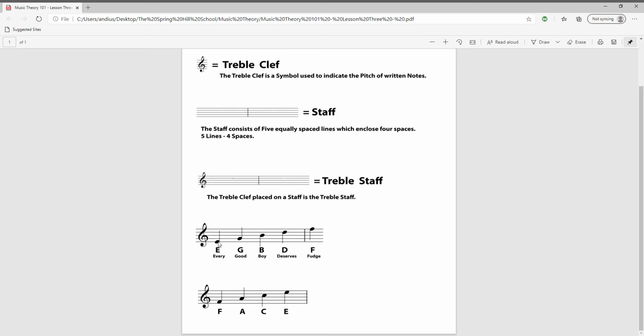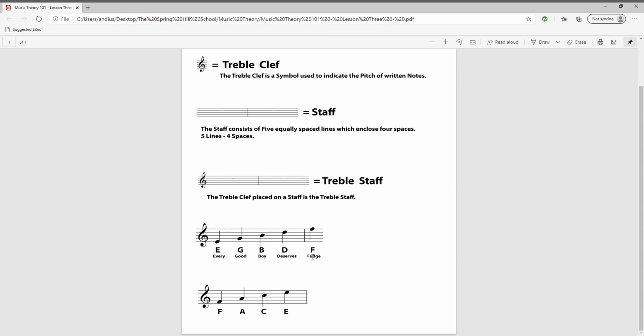First line, every, or E. Second line, good, is G. Third line, boy, or B. Fourth line, 1, 2, 3, 4, deserves, which is a D. And the fifth line, or top line, is F. Every good boy deserves fudge.